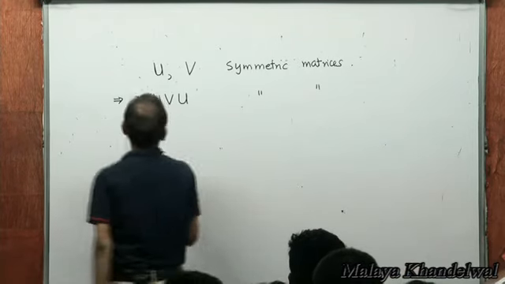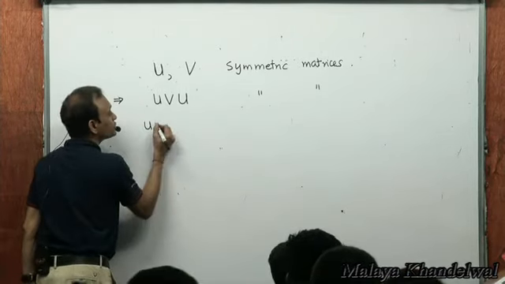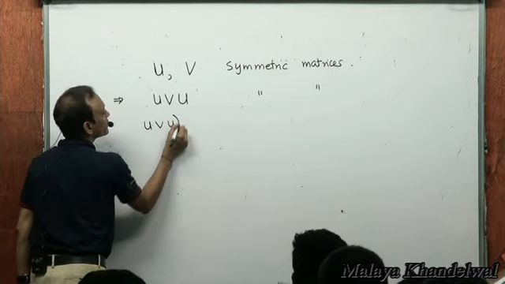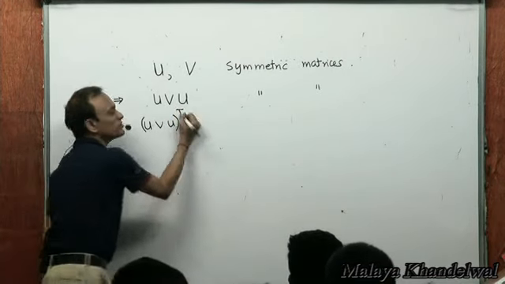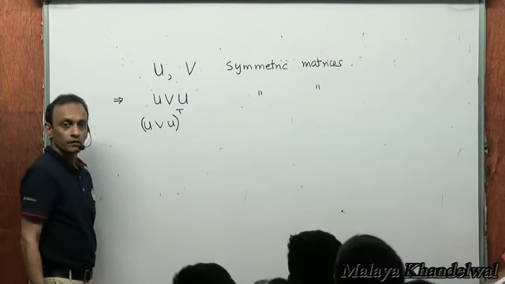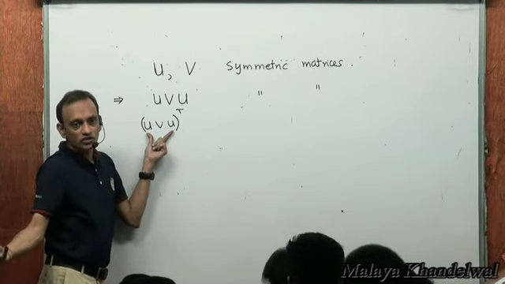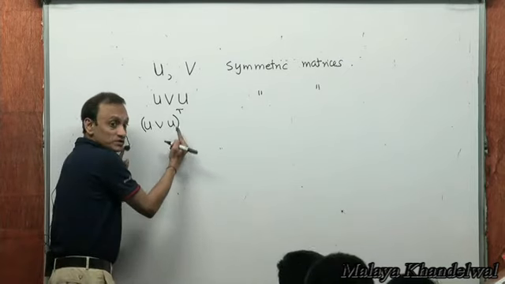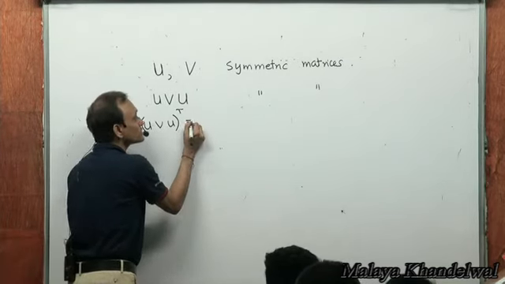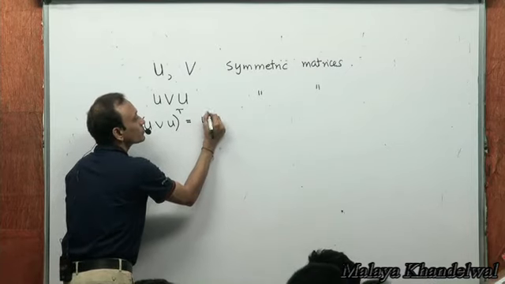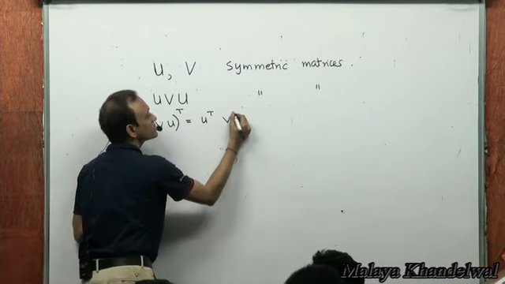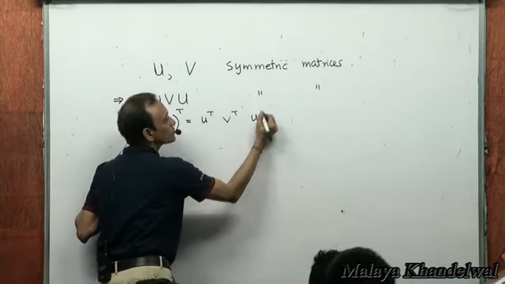Now, when would I know that UVU is a symmetric matrix? If its transpose is equal to the matrix itself. If the transpose of this matrix turns out to be UVU, then the matrix is a symmetric matrix. Now, from this property of transpose, this is like U transpose into V transpose into U transpose. Yes or no?